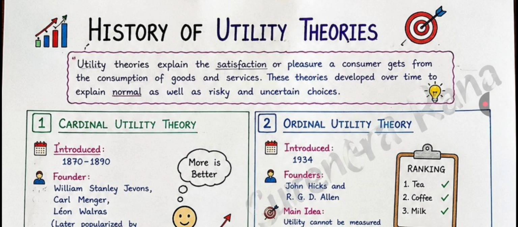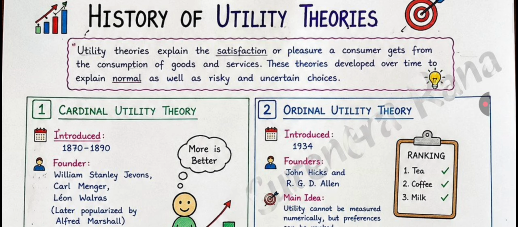So, as you all know, utility means the satisfaction or pleasure that a consumer gets from consuming goods and services. Economists developed different theories over time to explain how consumers make choices. These theories evolved from measuring satisfaction to understanding decisions under risk and uncertainty.